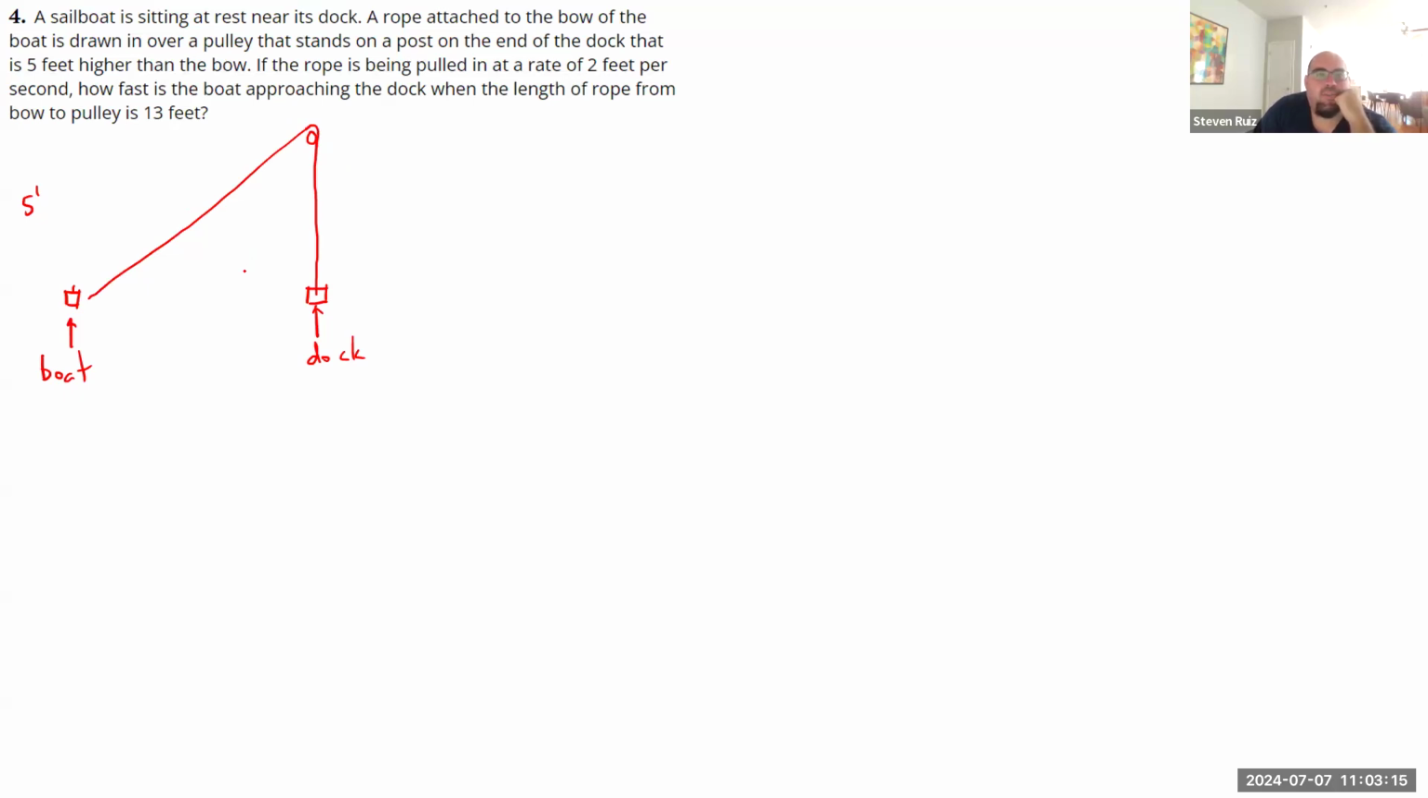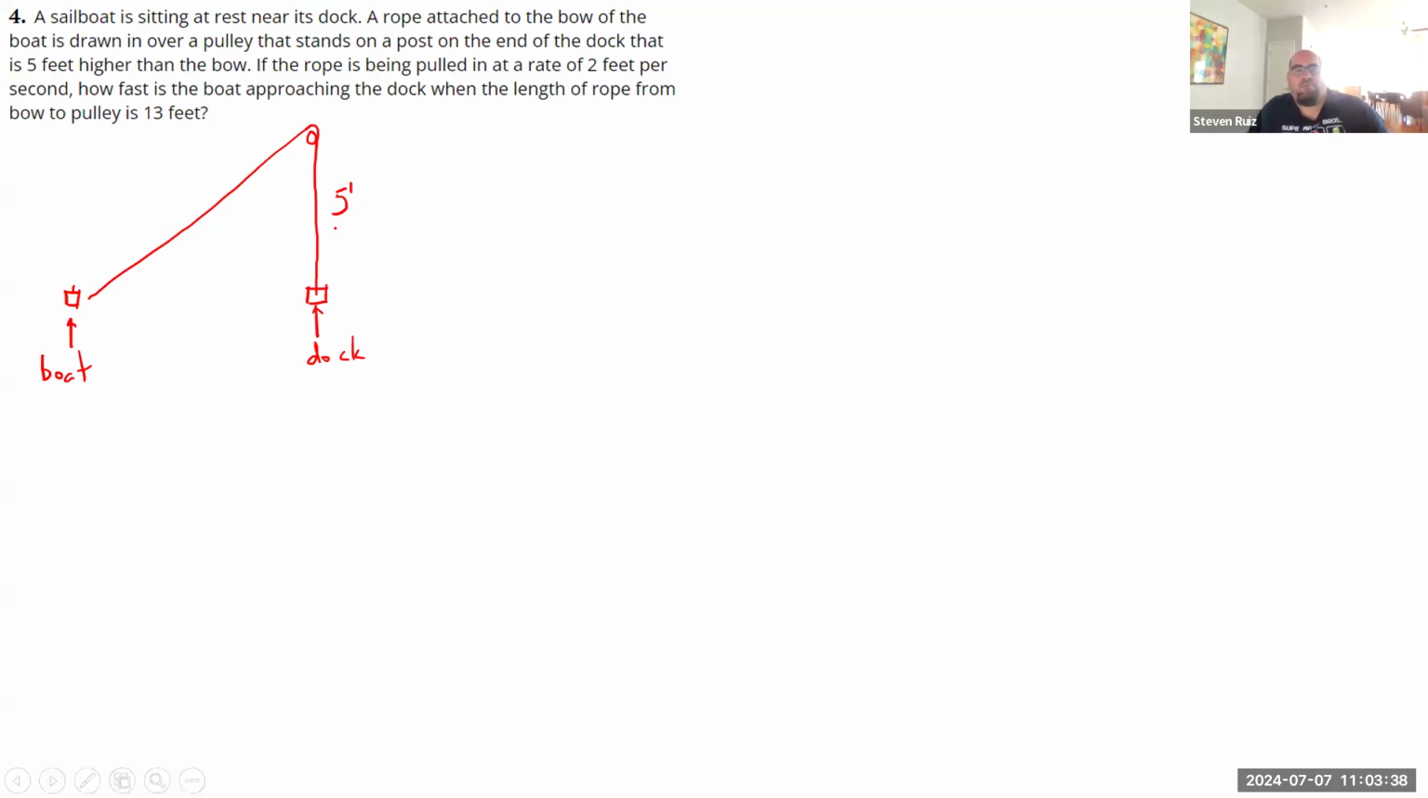So let me just read through this again. It's a little bit hard to parse, but let's make sure. A sailboat is sitting at rest near the dock. A rope is attached to the bow of the boat. Oh, sorry, a rope attached to the bow of the boat is drawn over a pulley that stands on a post at the end of the dock that is 5 feet higher than the bow. Okay, so this 5 feet actually needs to be here.